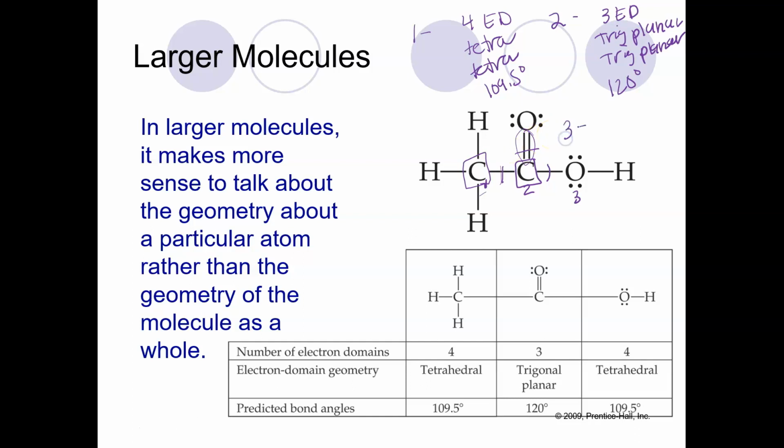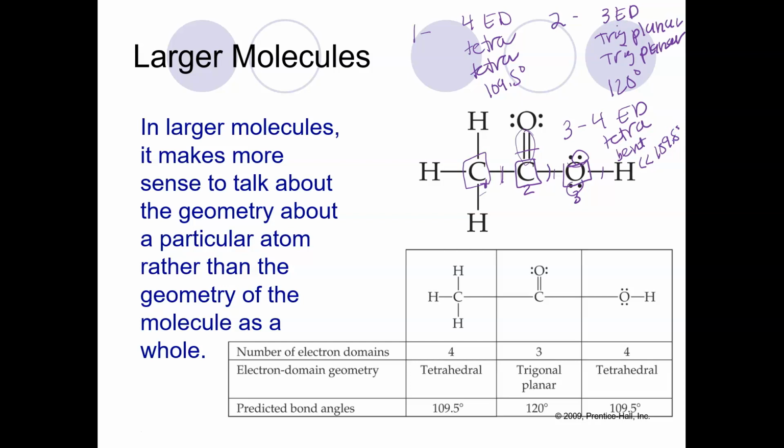Atom number 3, the oxygen. It's got 1, 2, 3, 4 electron domains. So it's tetrahedral electron domain geometry, but its molecular shape is bent because it has 2 bonding and 2 non-bonding, and its bond angle is less than 109.5.